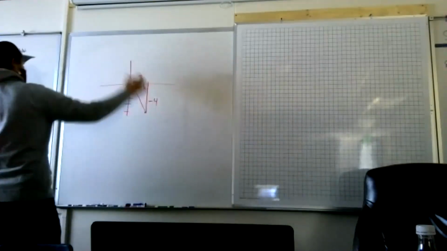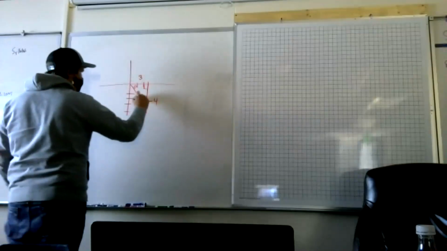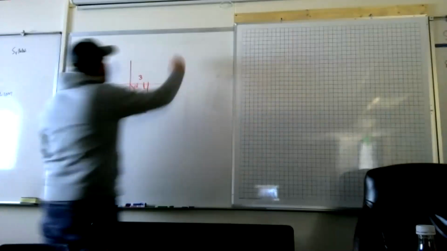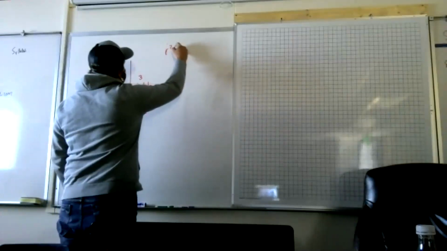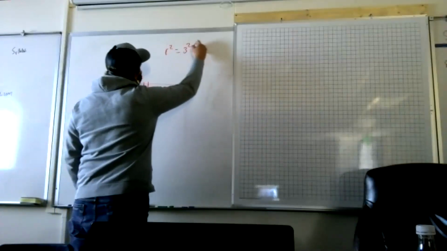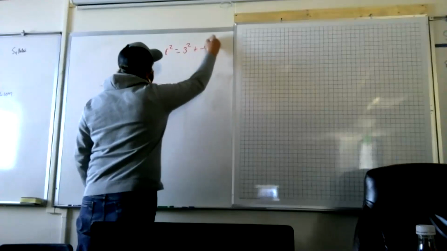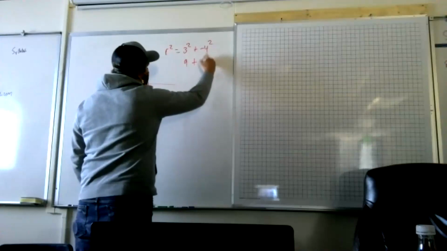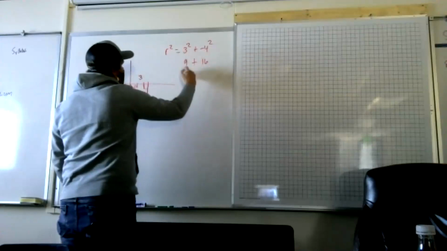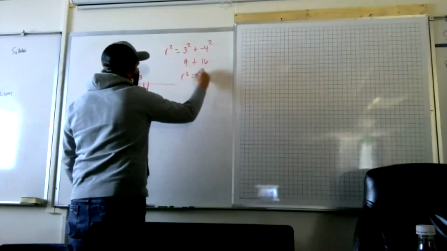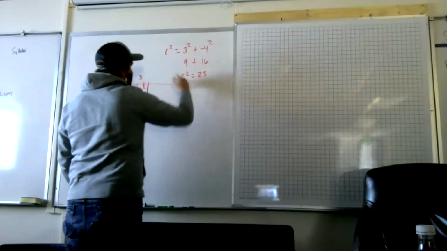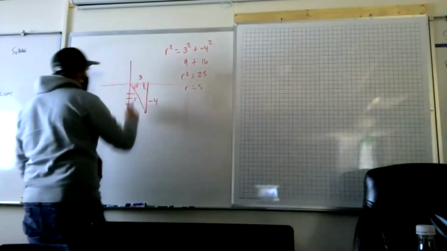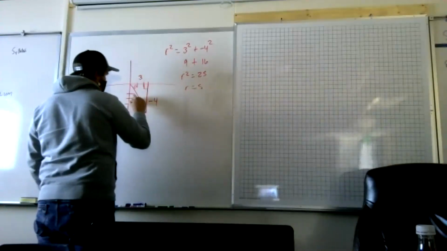Okay, I want to use those two to find the value of r by doing the Pythagorean theorem, which says that r squared is equal to 3 squared plus -4 squared. 3 squared is 9, -4 squared is 16. Add those together, you get r squared is equal to 25. Take the square root of both sides to find that r is equal to 5.